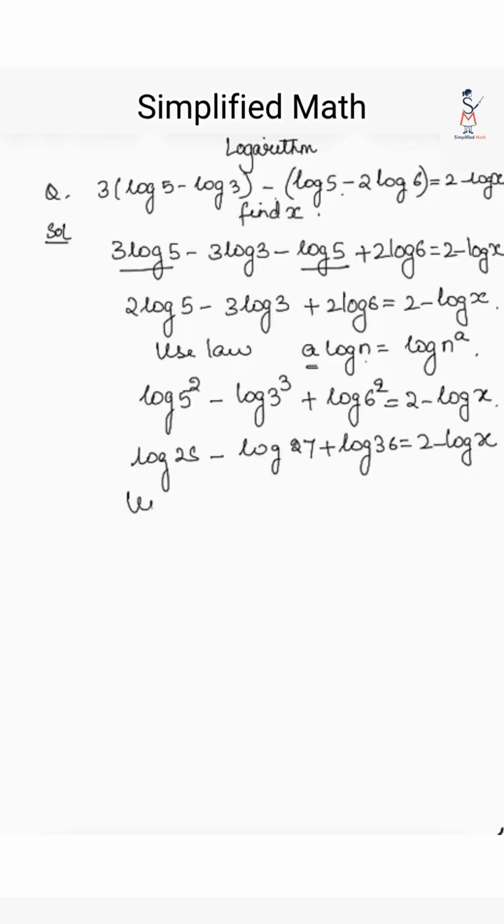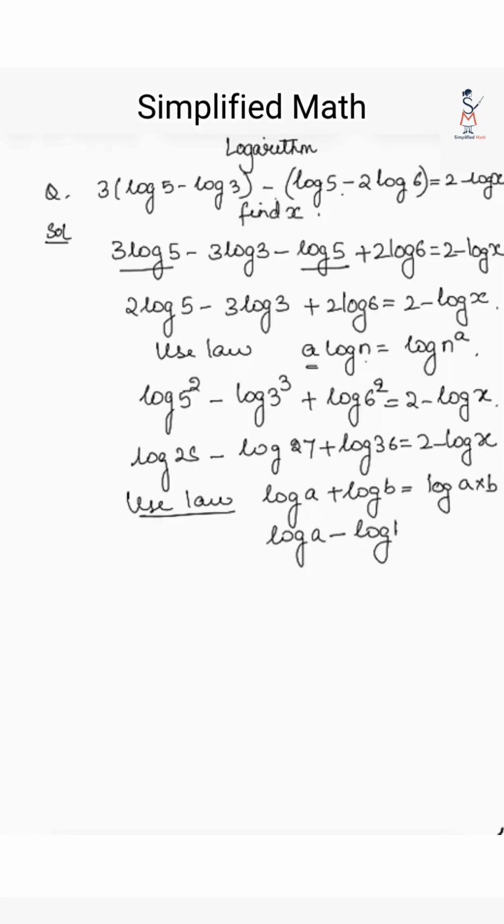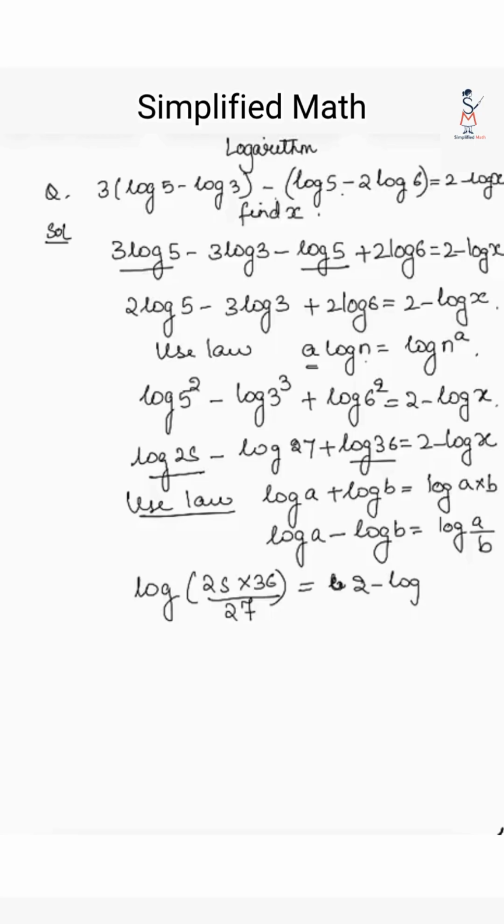Now we will again use the law. Which law? Log a plus log b is log a into b, and log a minus log b becomes log a by b, right? So this is log 25 plus log 36, that can be written as 25 into 36, and then minus log 27, that means 27 will go at the bottom because it's minus log 27. So this is equal to 2 log x.